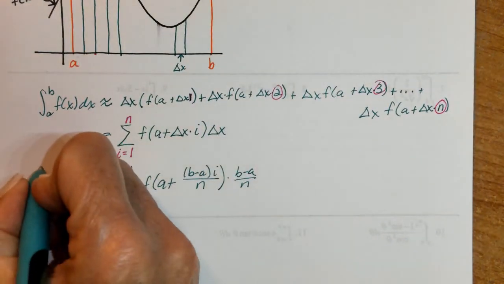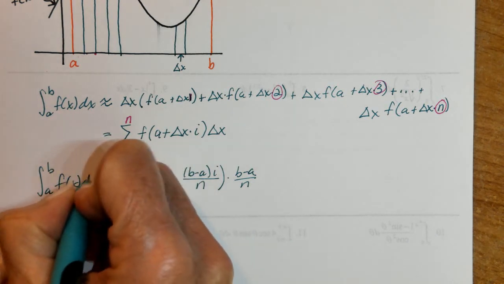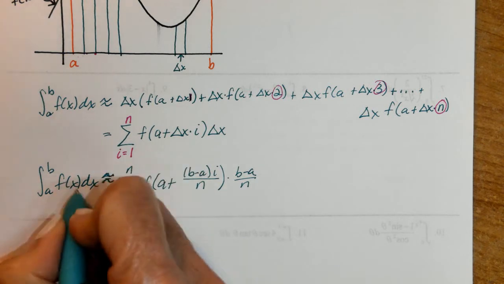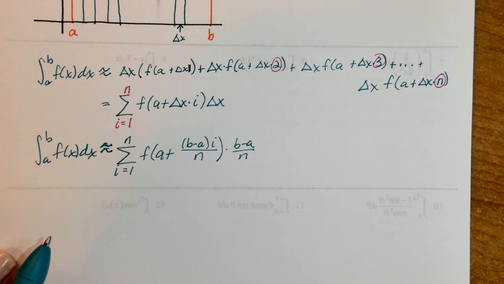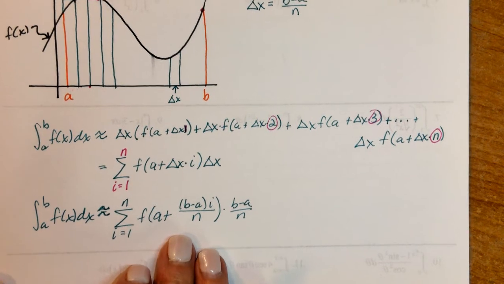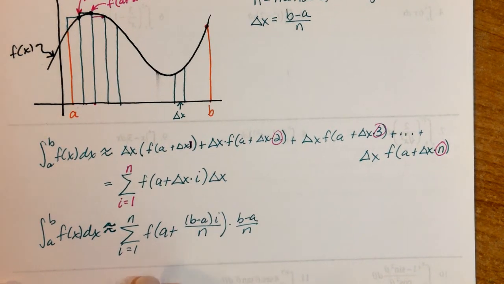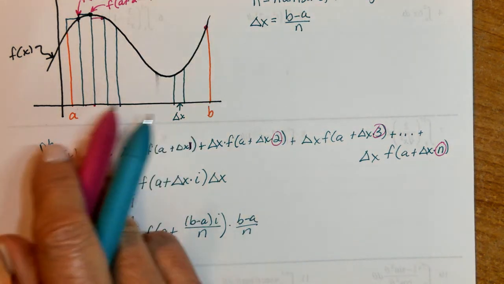Okay, so this is, go back to my approximately equal to sign if I'm rewriting that over here. So that's my approximation. Now, what would we do to get a better and better approximation? To get a better and better approximation, we need to increase the number of rectangles, correct?